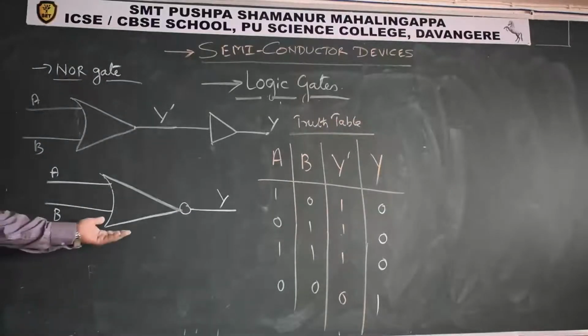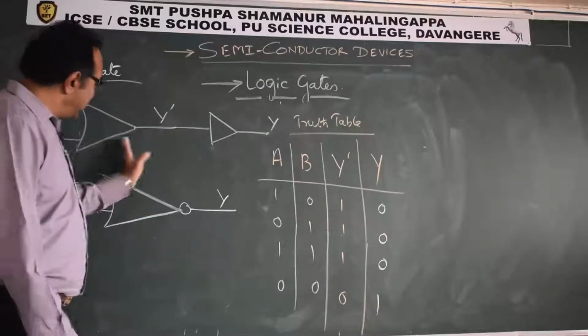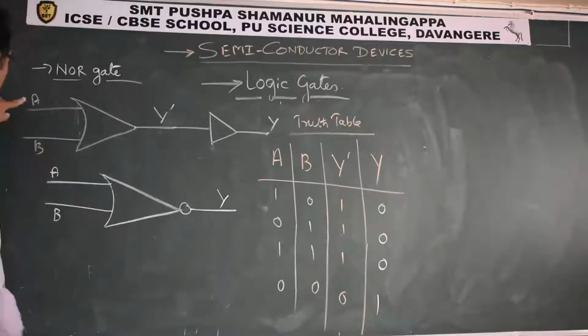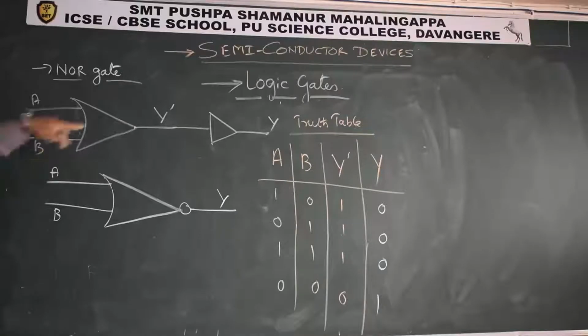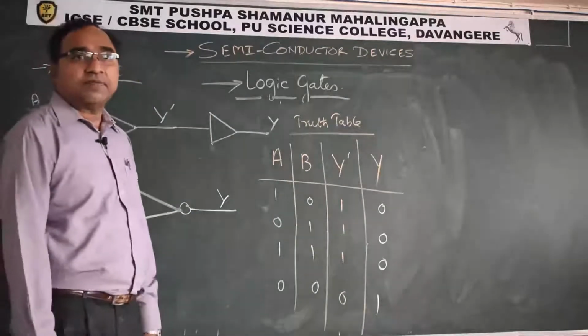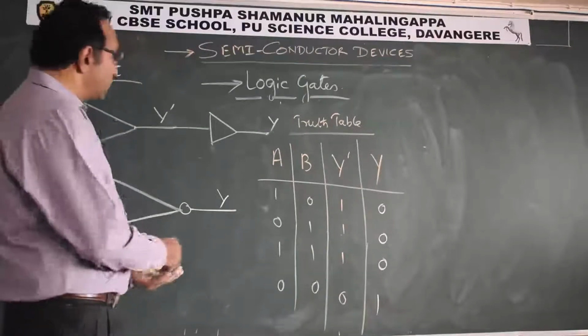So students, it's as simple as that. You will be given a network like this, and they will ask what the output is if A is 0, B is 1. Questions like that will be there. They will give you A is 0, B is 1. What is the output? Trace it. So you write the table like this and work it out. That's all. As simple as that. This is what is called the NOR gate.